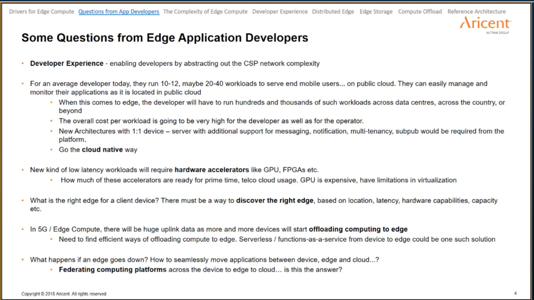Applications quite easily from a central location. Now, when this comes to edge, the developer will have to run hundreds and hundreds of these workloads across data centers, across regions, across countries, or maybe beyond. And there could be multiple service providers, so they might have to run variants of these same applications on multiple service providers' edges.